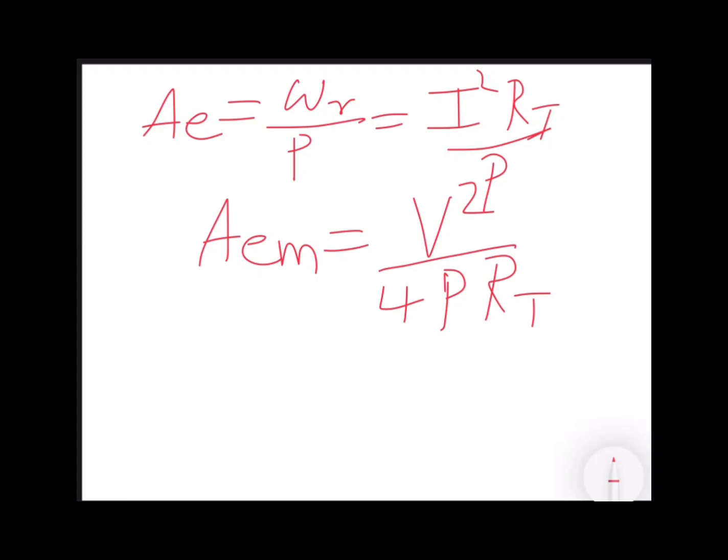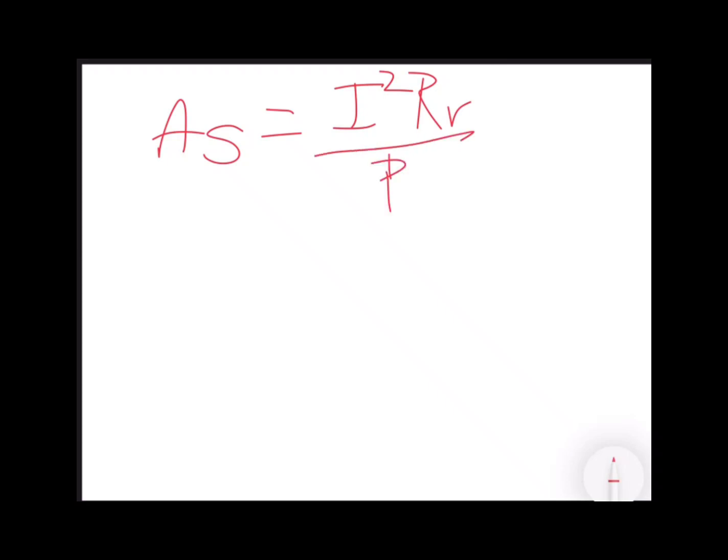The next one is scattering aperture. The scattering aperture is the ratio of power radiated, or the scattered power, to the power density. So the scattering aperture can be expressed as AS equal to I square into RR divided by P. That is, I is the current through the antenna, RR is the radiation resistance of the antenna, and P is the power transmitted from the transmitter.